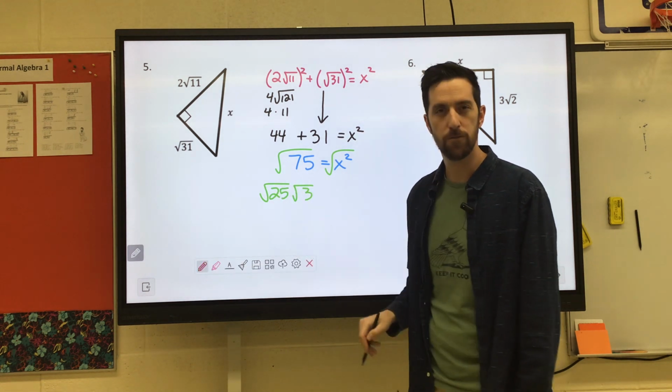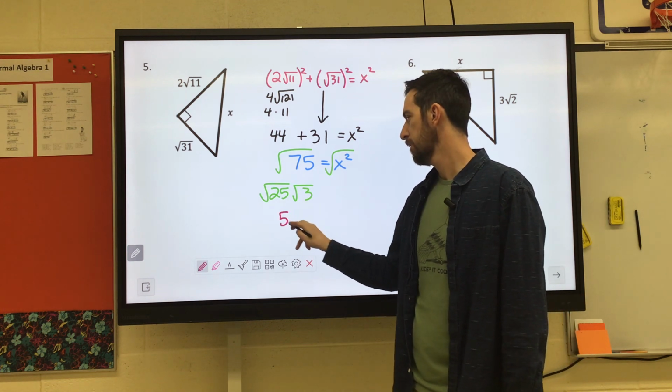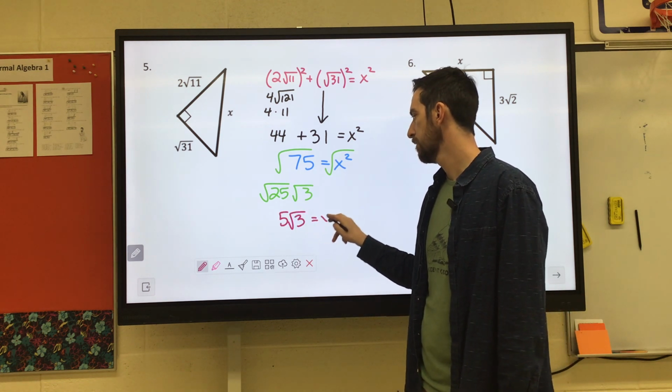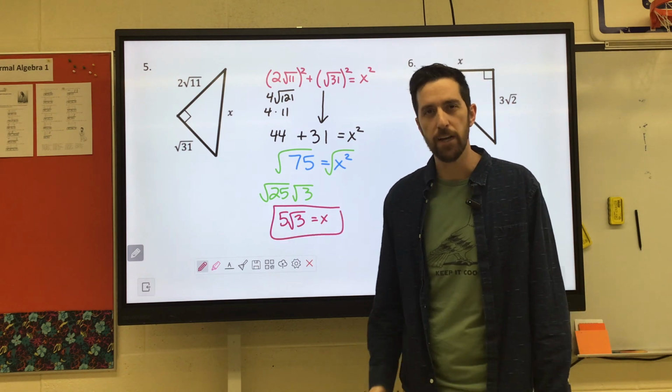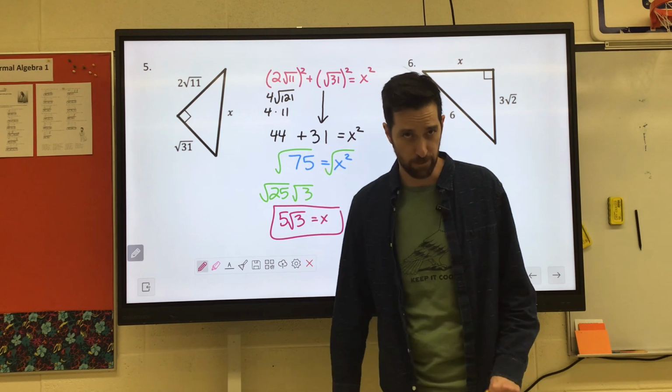And we take the square root of 25, which is 5. You got 5 root 3. Unbelievable. We just found the hypotenuse on a crazy difficult problem.